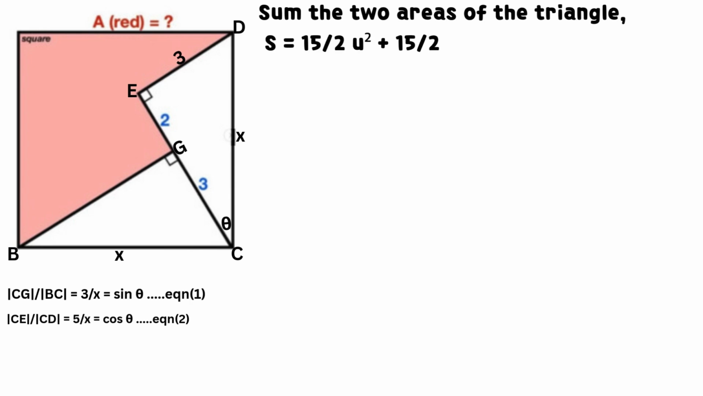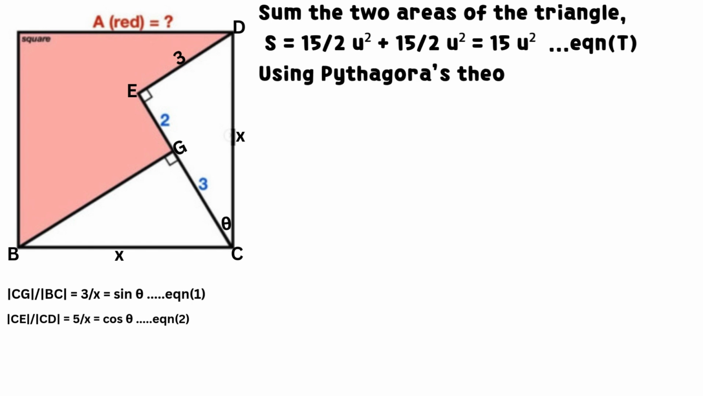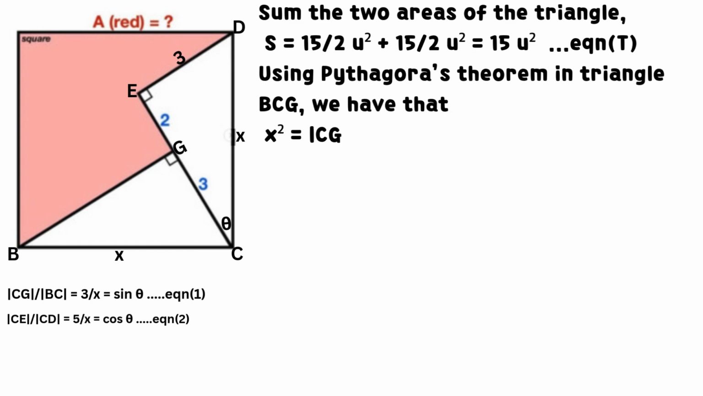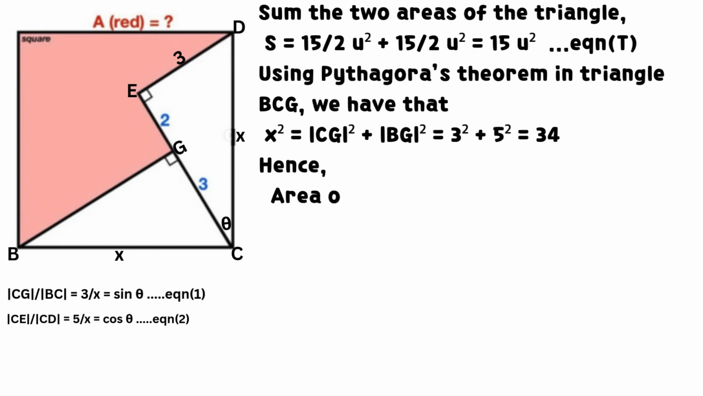the sum of the two areas of the triangles, S, equals the sum of half of 15 and half of 15, which equals 15 in square units. We call it equation T. Using Pythagoras' theorem in triangle BCG, we have that the square of x equals the sum of the square of length of line CG and the square of length of line BG, which equals 34. After simplification of substituted values, hence, the area of the square equals the square of x, which equals 34 in square units.